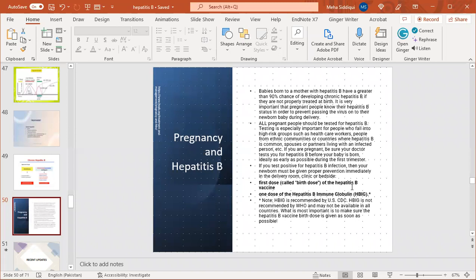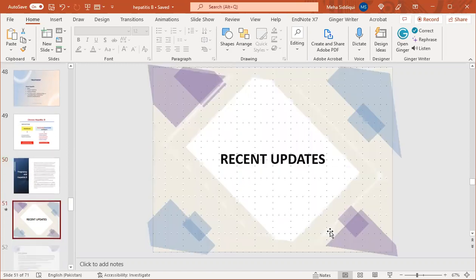The first dose is the birth dose of hepatitis B vaccine, and the other is one dose of hepatitis B immunoglobulin. It is to be noted that hepatitis B immunoglobulin is recommended by the US CDC, but is not recommended by WHO and may not be available in all countries. And what is most important is to make sure the hepatitis B vaccine birth dose is given as soon as possible in such babies.